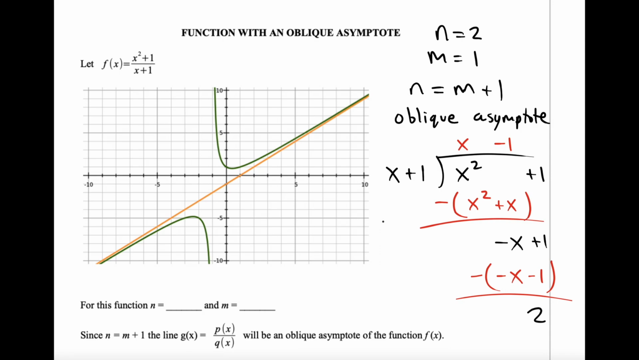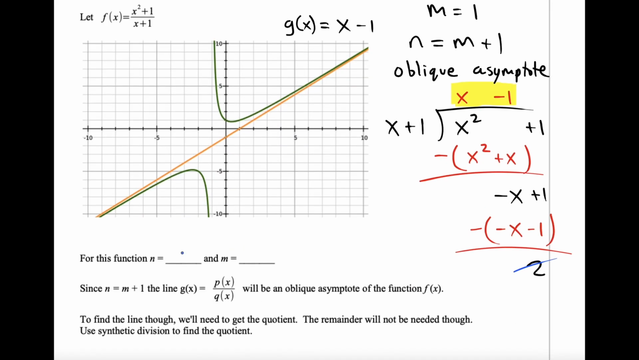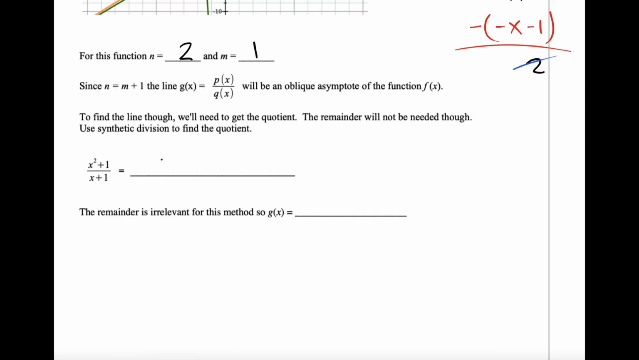But that doesn't matter when it comes to the oblique asymptote. The oblique asymptote's just going to be g of x equals x minus 1, which was the quotient of the division. We just basically don't even worry about the remainder. For this function, n was 2, m was 1, and the quotient was x minus 1. They also, I think, want the 2 over x plus 1 there, but we don't worry about this part, so we just make it x minus 1.